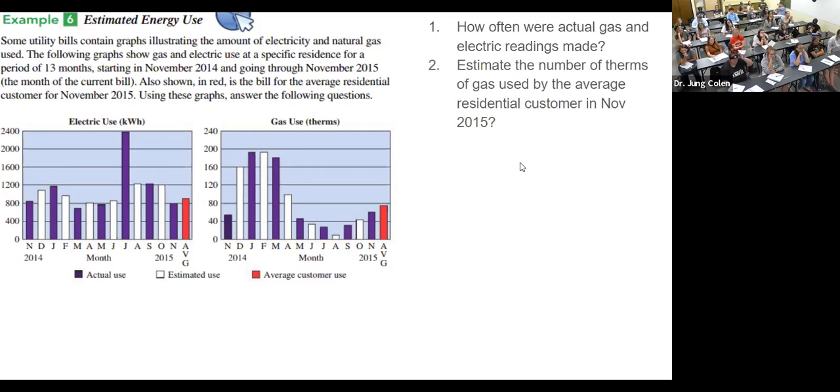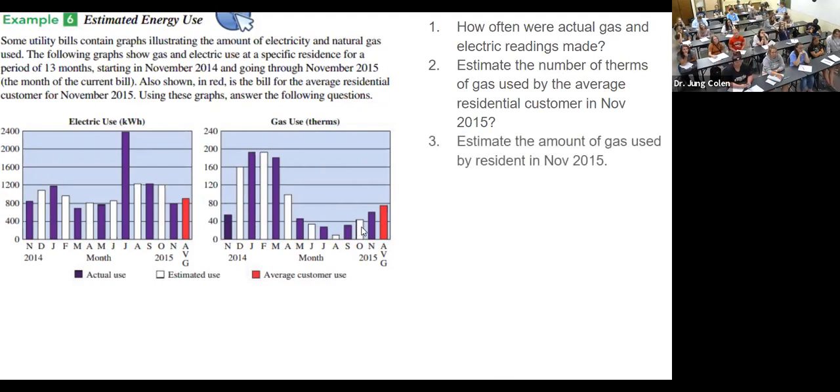Estimate the number of therms of gas used by the average residential customer in November 2015. This is November 2015. Can you guess? About what therms? 60. Yeah, it's about in between 80 and 40, right? So we can say it's about 60 therms, right?